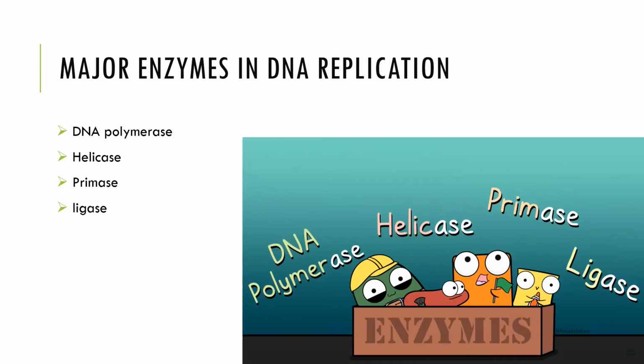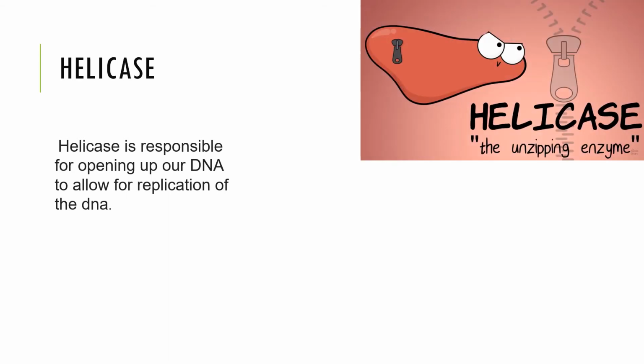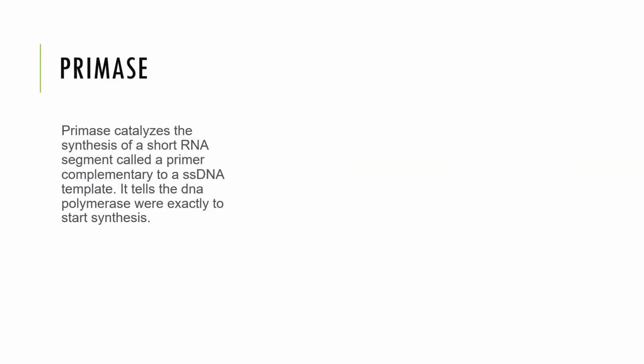Now, the major enzymes in DNA replication are DNA polymerase, helicase, primase, and ligase. Don't worry about the names, you'll get a hang of them later. Now, helicase is responsible for opening up of DNA to allow replication of it. It is the unzipping enzyme.